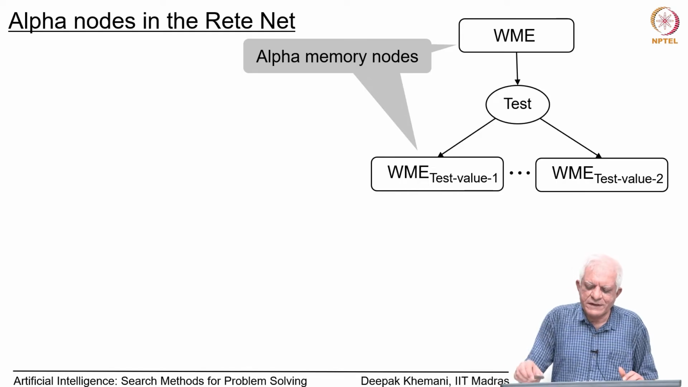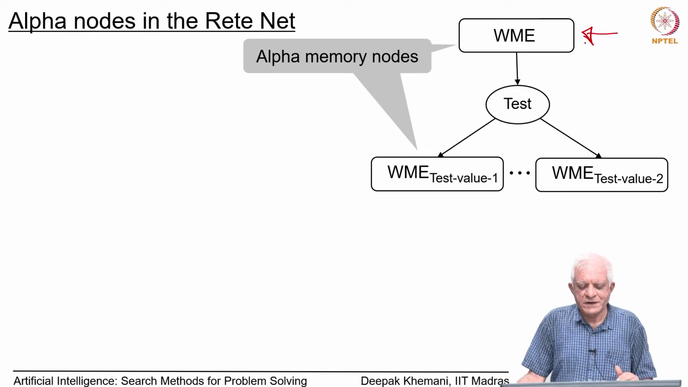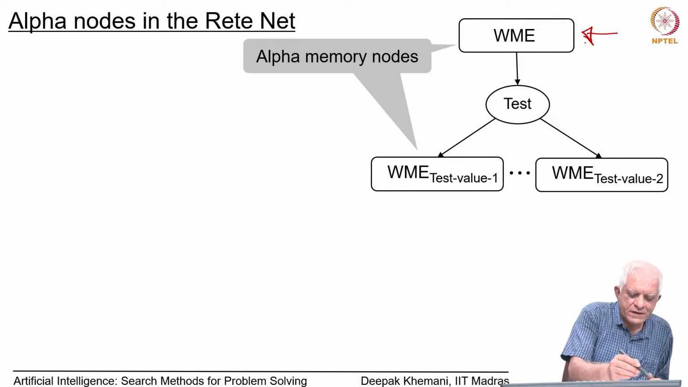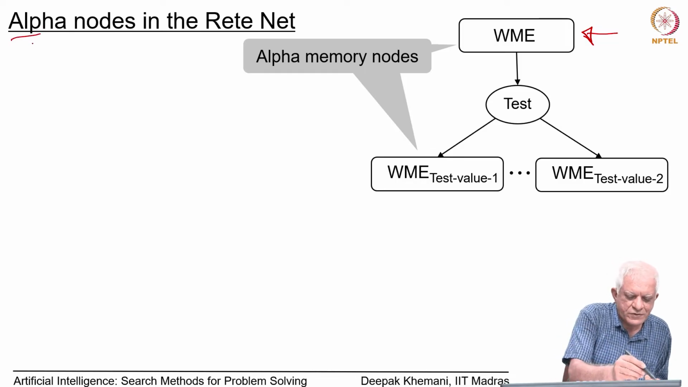We have a working memory sitting in some location in the network, and the top half will be made up of what are called alpha memory nodes. Alpha memories will be concerned with distribution.